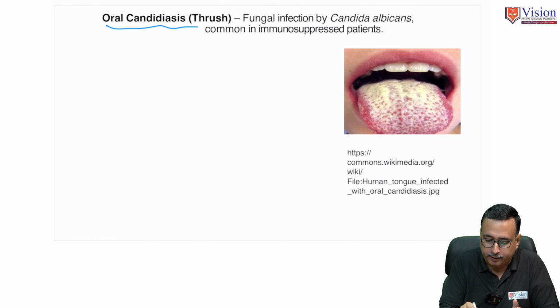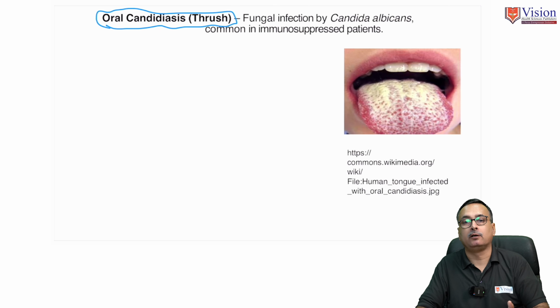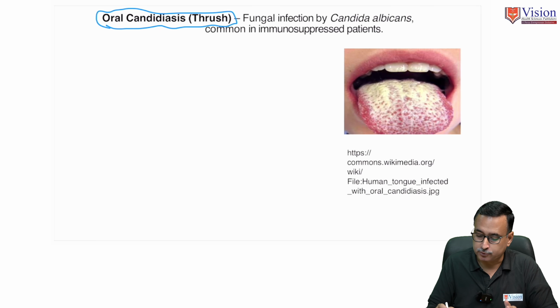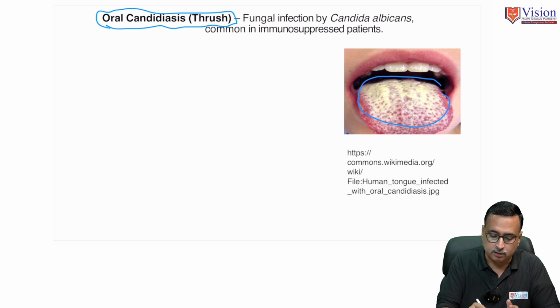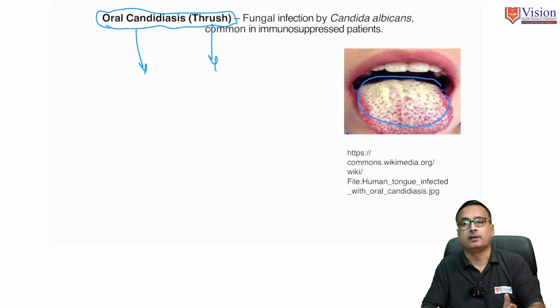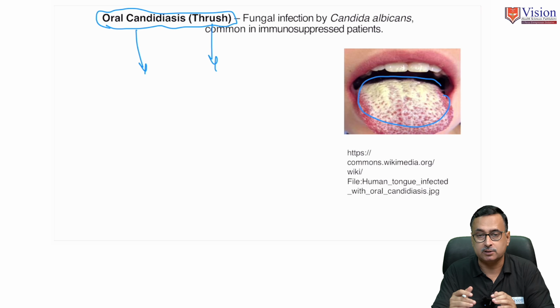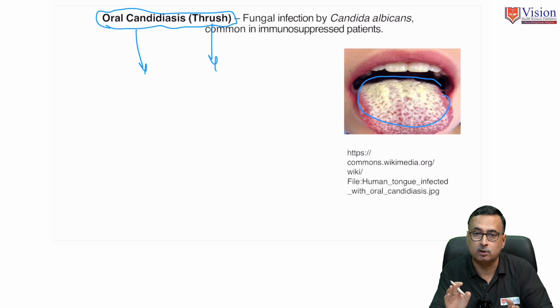This is another important condition affecting the different parts of the oral cavity. Here the diagram shows this part affects the dorsal of the tongue. This is called thrush or oral candidiasis. It's a fungal infection which can spread on different parts of the oral cavity, predominantly on the dorsal of the tongue.